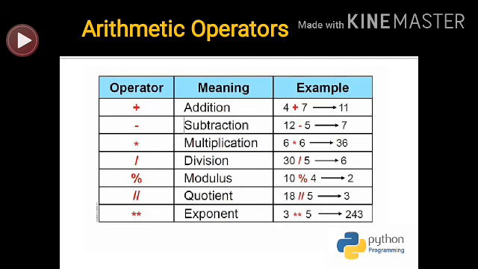Let us see arithmetic operators in detail. They are used for mathematical calculation. Some operators are like plus, which is used for addition, minus for subtraction, asterisk sign for multiplication, slash for division, percentage sign for modulus, double slash, also called floor division or quotient, and double asterisk used for exponent or power. This was all about tokens. The rest of the parts we will see in our next video.